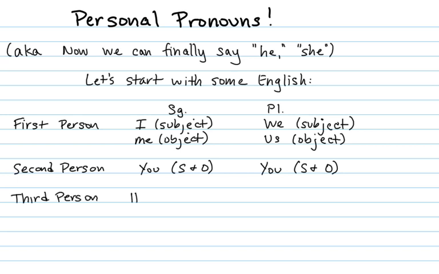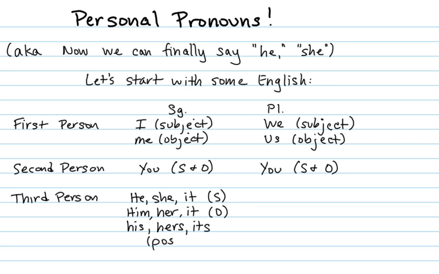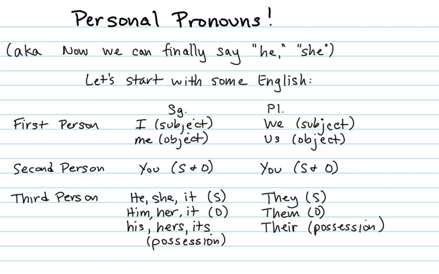In the third person, English differentiates between the genders. So in the subject case, he, she, and it. In the object case, him, her, and it. There's also a way to express possession: his, hers, and its. In the plural, there's no differentiation between genders. They is the subject case, them is the object case, so they like cookies, cookies like them, give cookies to them, please. The way to express possession is their.